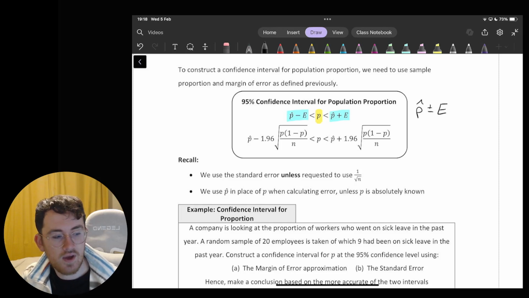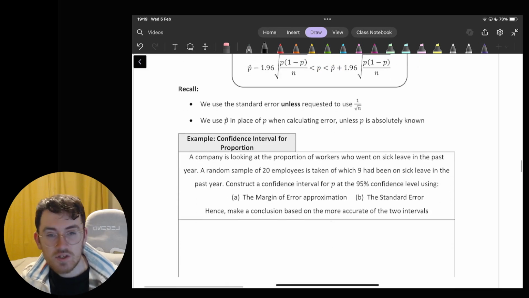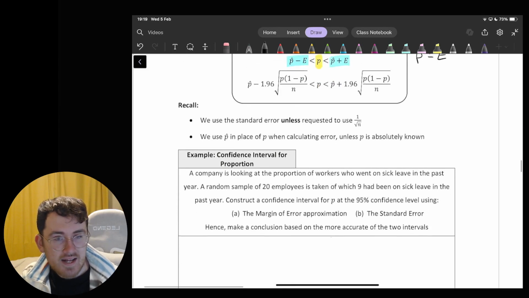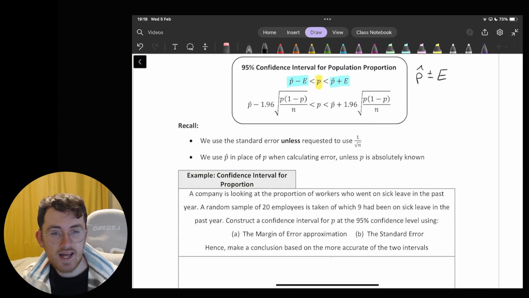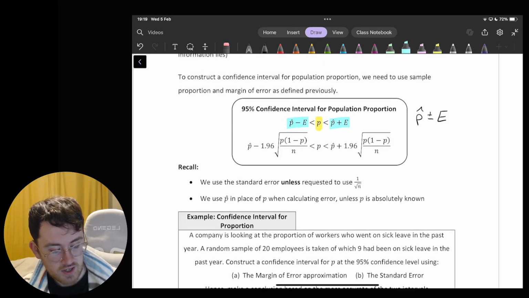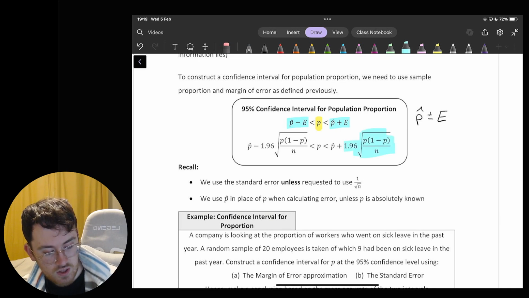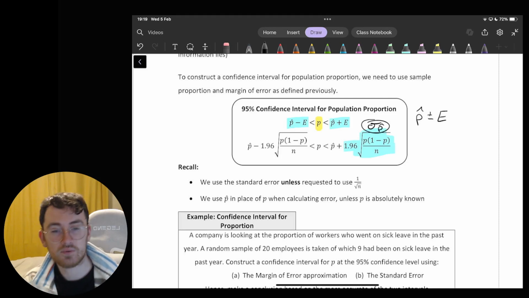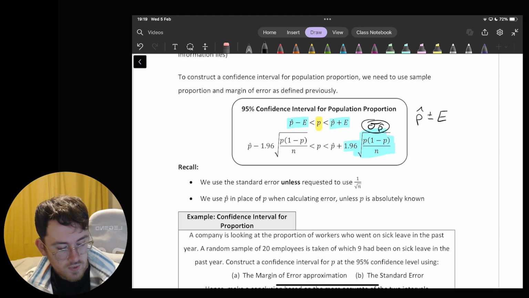So that's how accurate we're allowing this confidence interval to be. As in the notes, we use the standard error unless we're asked to use the 1 over root n. So unless we're asked to use 1 over root n, we are going to be using the standard margin of error here, which is 1.96 times the square root of p(1 minus p). This is my sigma p hat here.